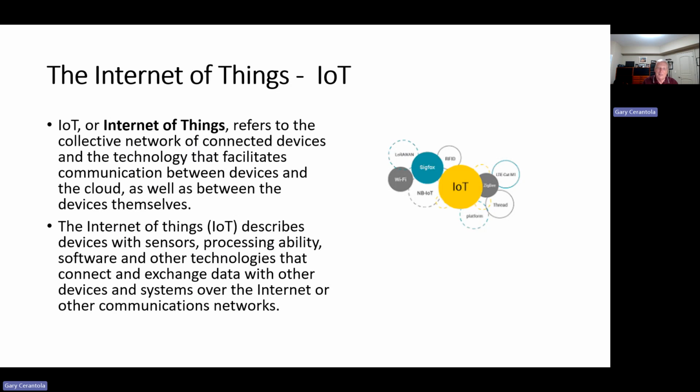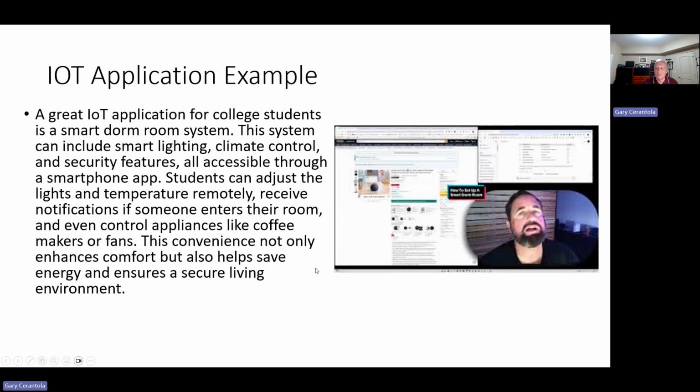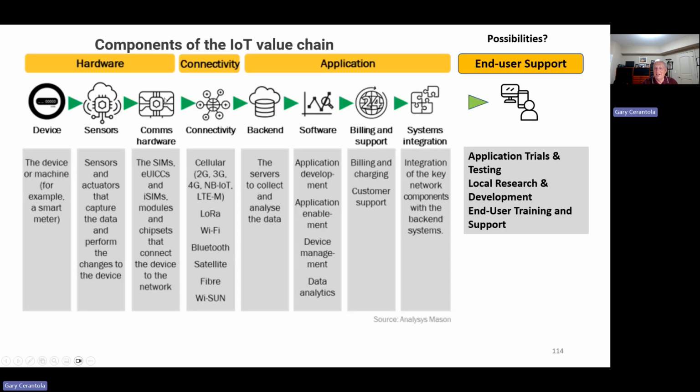And what's happening in today's world is that the number of applications in North America of Internet of Things is doubling, which means that it's just going to change the way that we do business overall. And so you should really kind of understand what this is all about. This is a great opportunity. Here's just an example of an application for college students in a smart dorm room system to really give you a sense of what's going on.